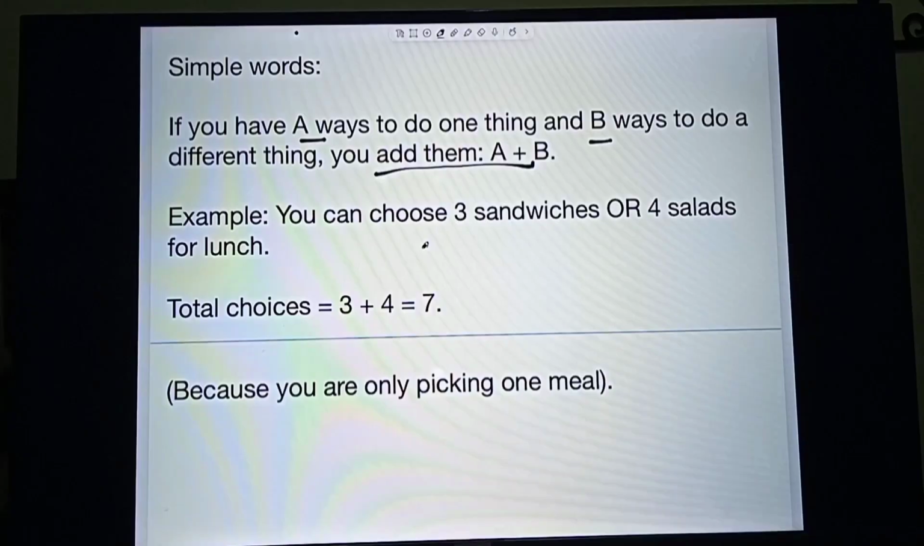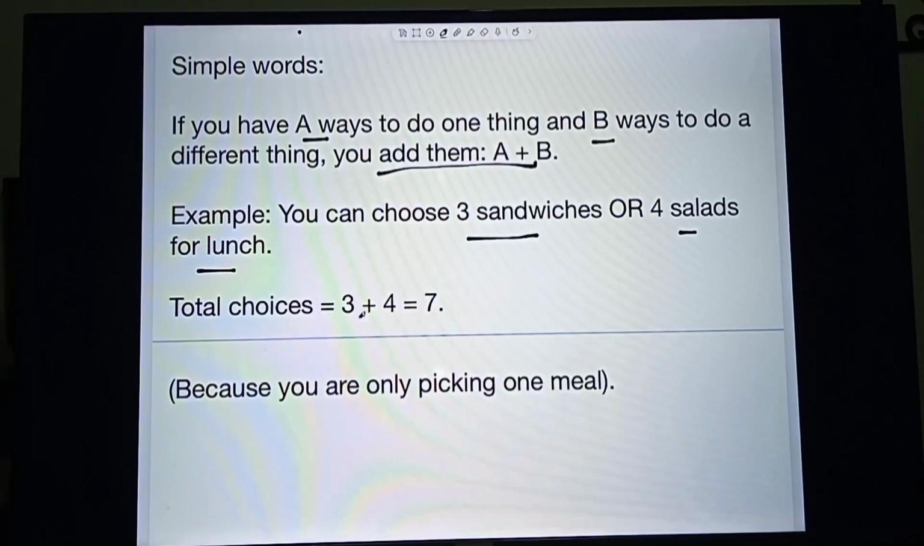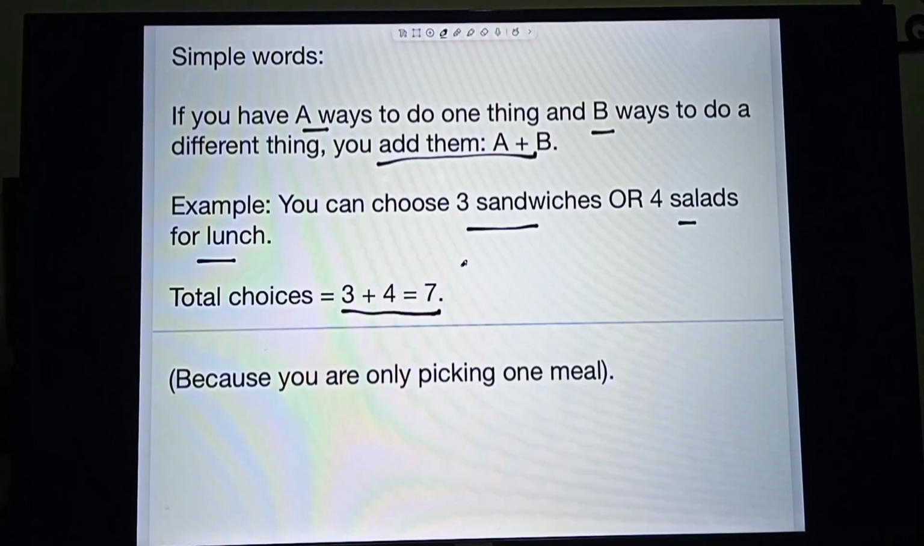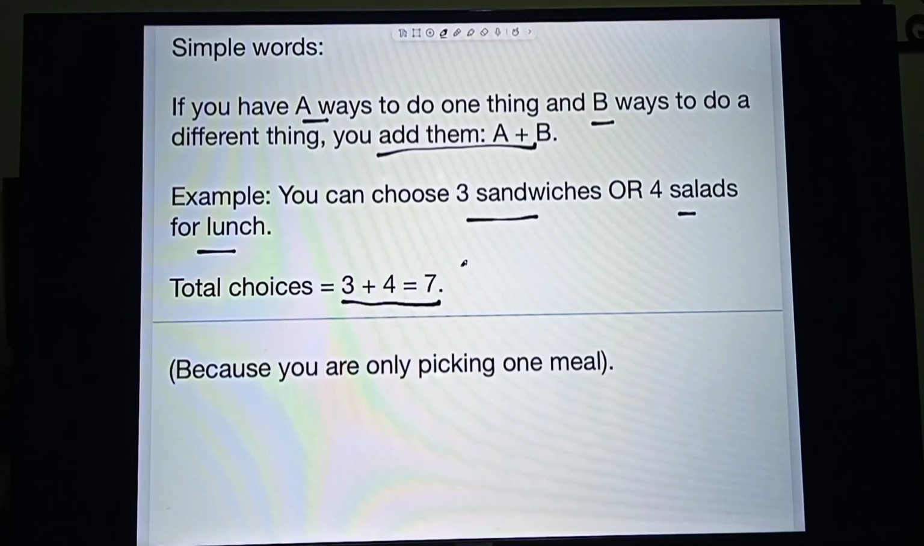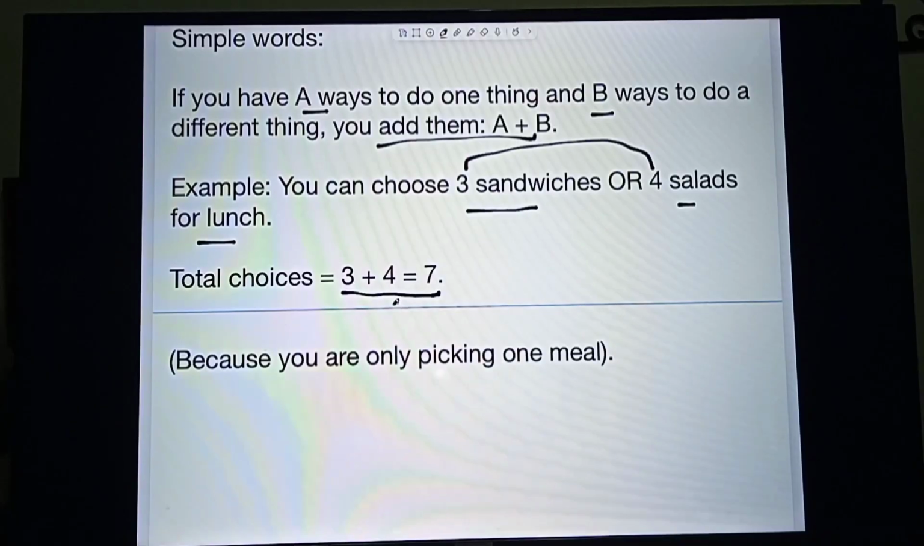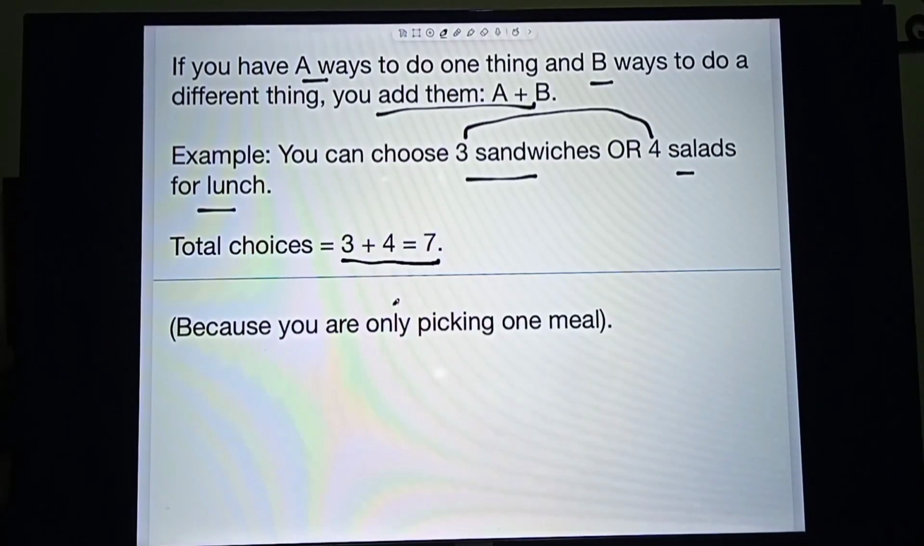Here an example is given. You can choose 3 sandwiches or 4 salads for lunch. So total choices are 3 plus 4, which is 7. That is, if you have 3 sandwiches and 4 salads, then by adding these two you have 7 options, but you need to pick one for the lunch.